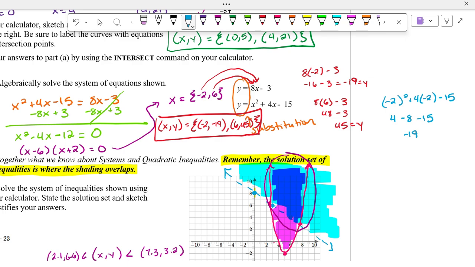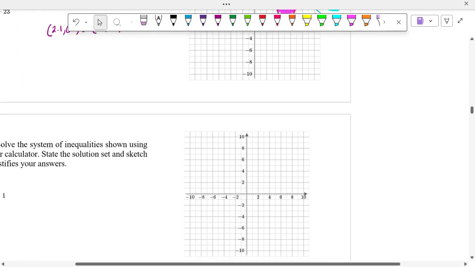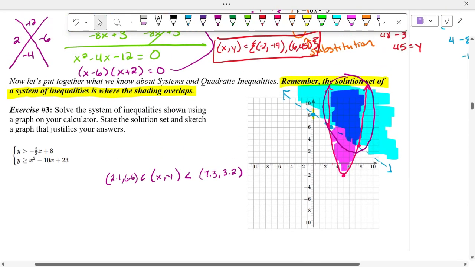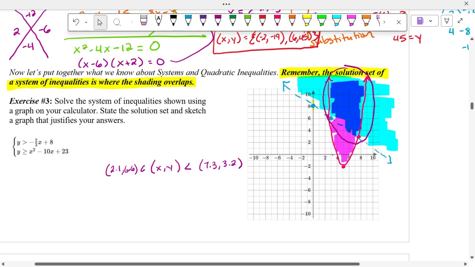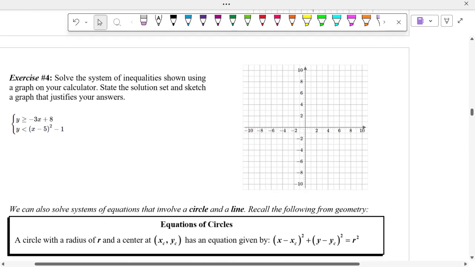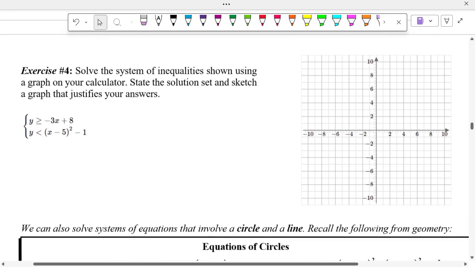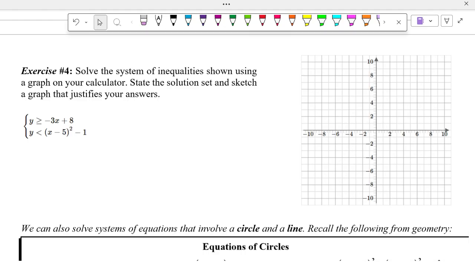All right, any questions on that? All right, so now we're talking about systems of inequalities. So yesterday we kind of had an uglier one. I want to do one that's hopefully a little bit better, but we're going to do it anyway. So on top of doing it in your calculator, I also just want to show you how you could do it by hand.